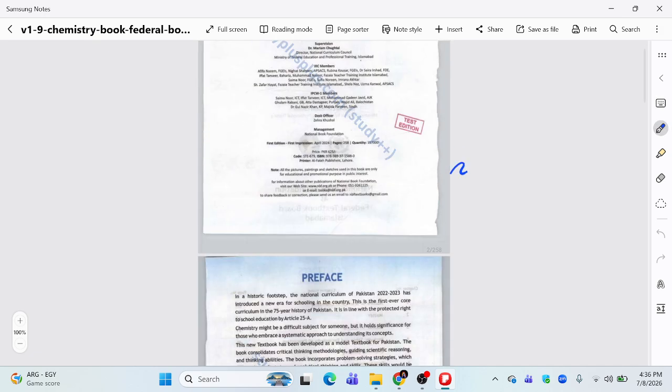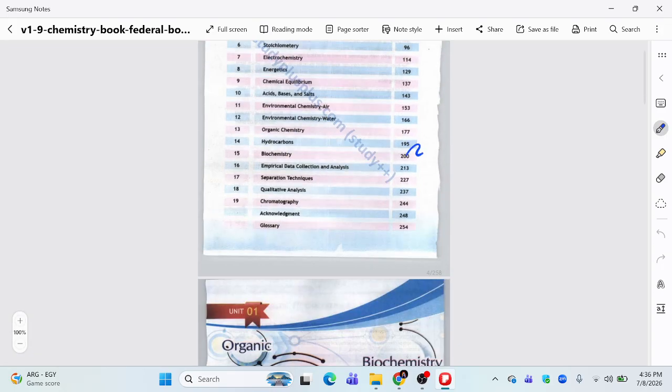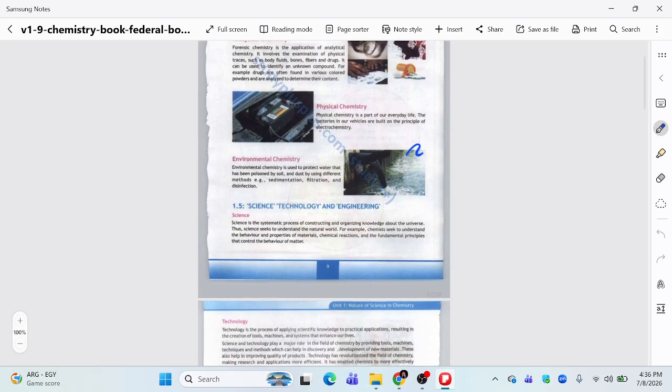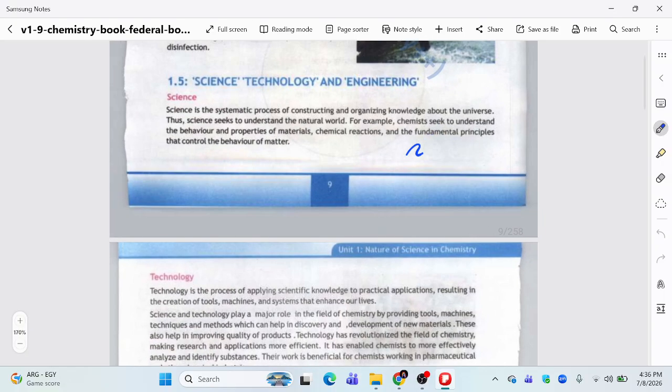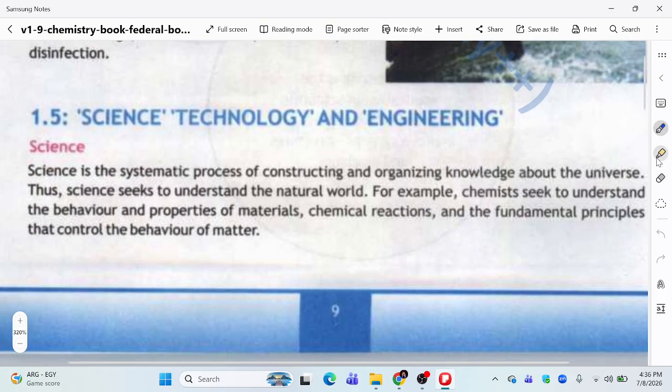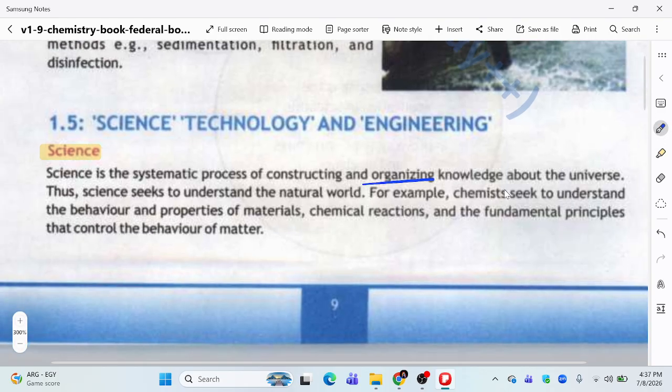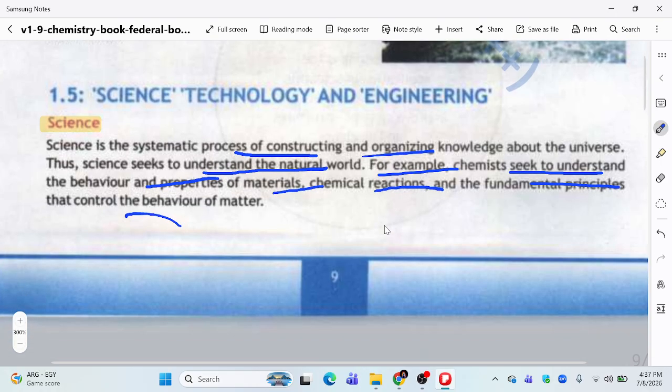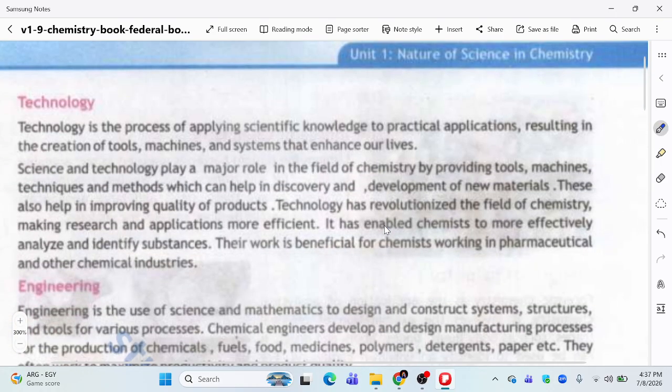So basically, the next lecture is going to be about applications of science, technology, and engineering. When we hear the word science, we know that it's theories, hypotheses, or arranging knowledge and understanding the natural world. For example, understanding the behaviors and properties of materials, chemical reactions, and fundamental principles to control the behavior of matter.